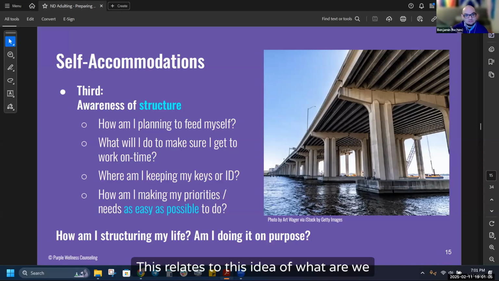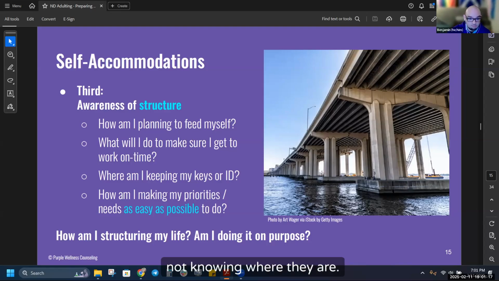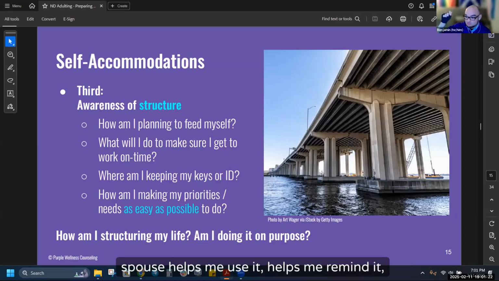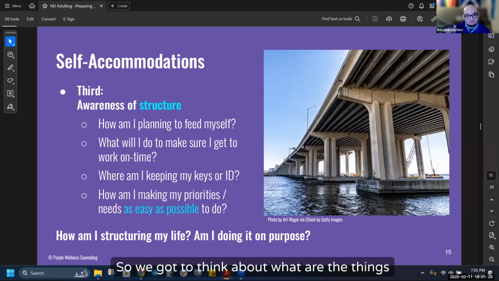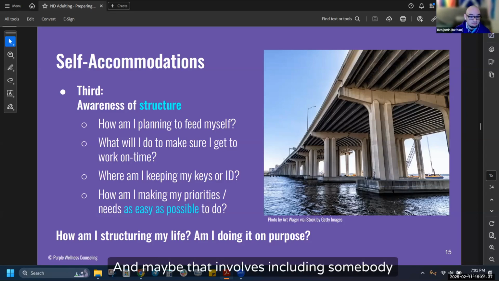This relates to this idea of what are we doing to try to make our priorities and needs as easy as possible to do. So if you need to get out the door on time, I don't know about you, but one of the biggest challenges to that might be losing my keys, not knowing where they are. So if I create a spot where they go and my spouse helps me use it, helps me remind it, helps me build that pattern, then that makes it easier for me to get out the door on time. So we've got to think about what are the things we can do to structure ourselves to be able to do the things we want to do. And maybe that involves including somebody around us to help. We'll talk more about that in a minute.